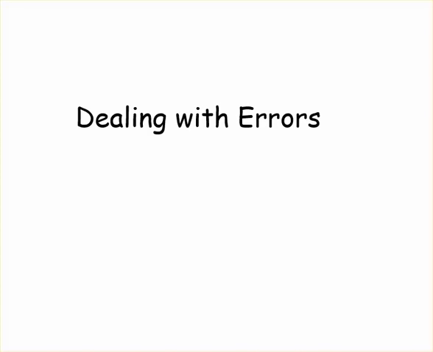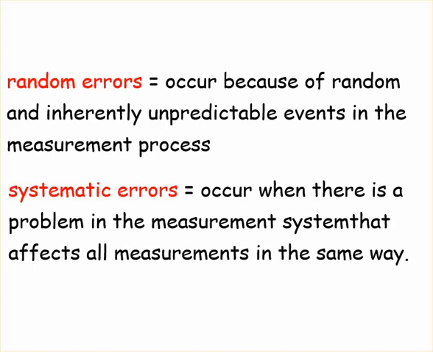Dealing with errors. This is section 2.2 in our textbook. Whenever we're doing measurements, error can always be involved. It can be human error, where you've made a mistake with the measurement, or perhaps there's something wrong with the measurement scale itself. We have names for those different types of errors.